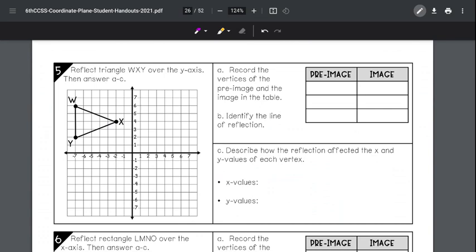Number 5, reflect triangle WXY over the y-axis. So we're going to flip it over this line, going up and down. Then answer questions A through C. Before I do anything, my pre-image, I'm going to mark down my points, W, X, and Y. So W is at -7, 6. X is at -2, 4. And Y, -7, 2.